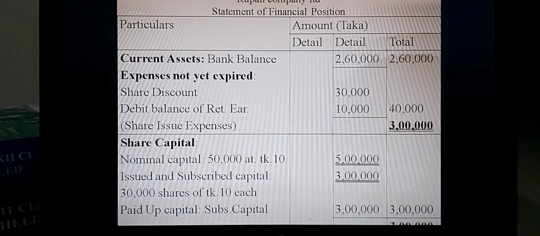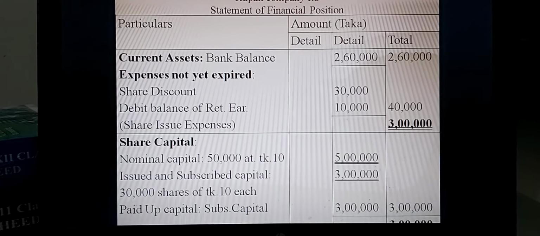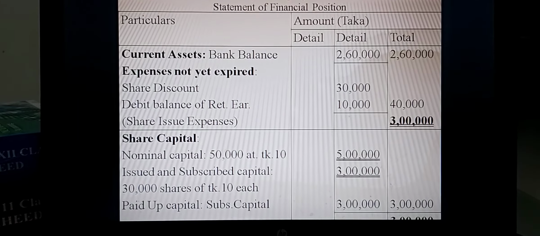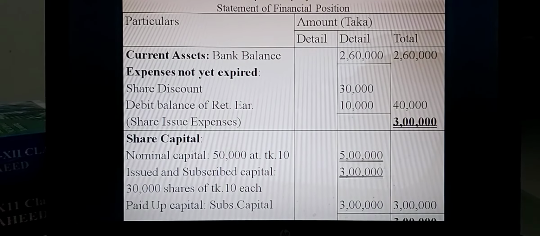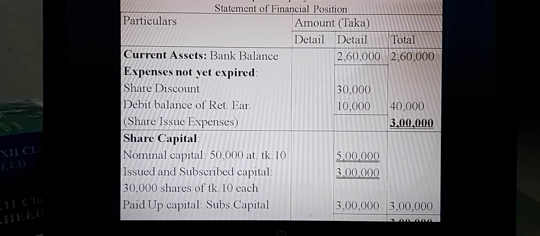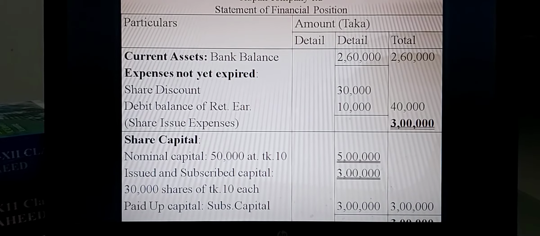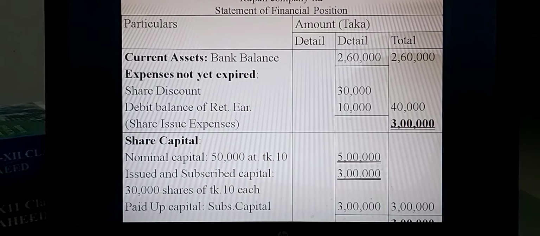Dear students, you are watching in the content or in the slide totally 3,00,000 of assets and 3,00,000 of share capital and liabilities. It is proved, that is the accounting equation A is equal to L plus E.